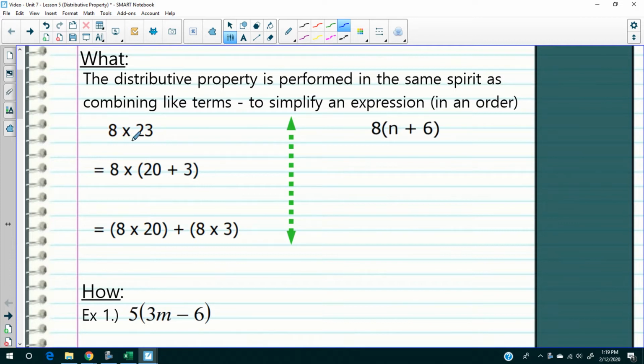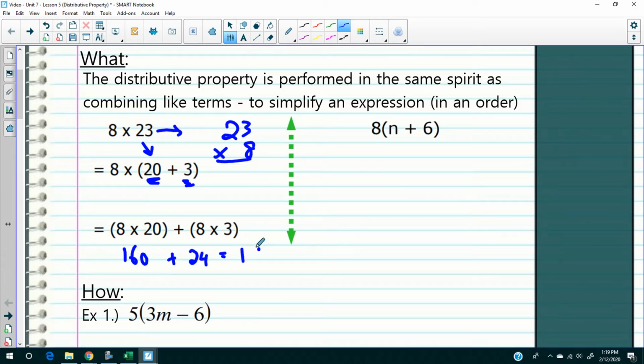So in other words, let's imagine back in elementary school, if your teacher tried to teach you how to do 8 times 23, instead of just doing this sort of vertical multiplication, one of the ways you could do it is to break the 23 down into 20 and 3. So if you do 8 times 20, that's 160, right? 8 times 3, 24, and then you get 184.